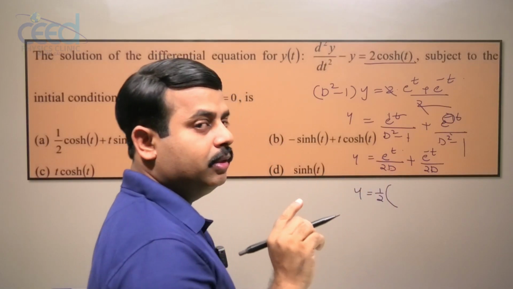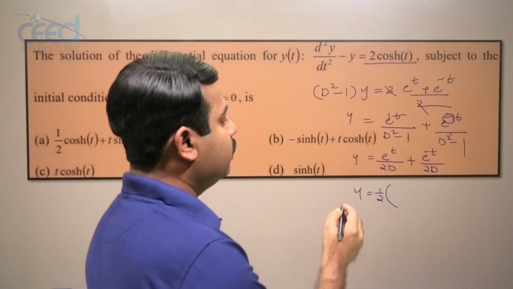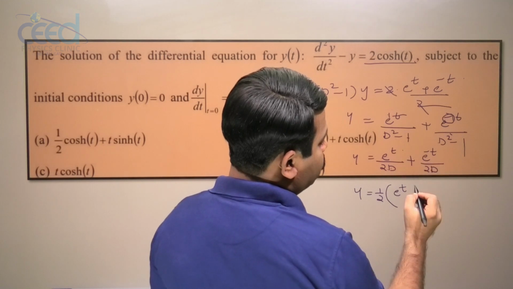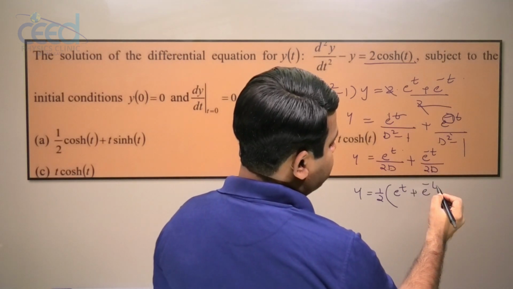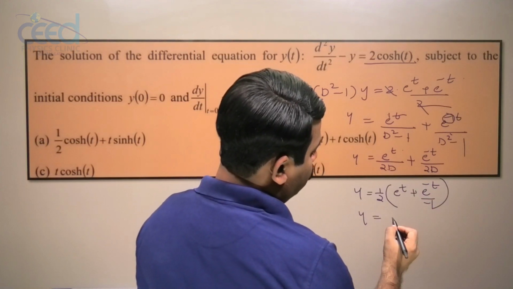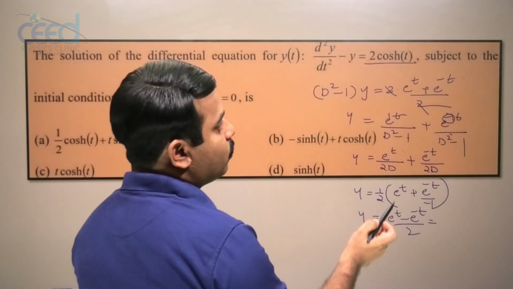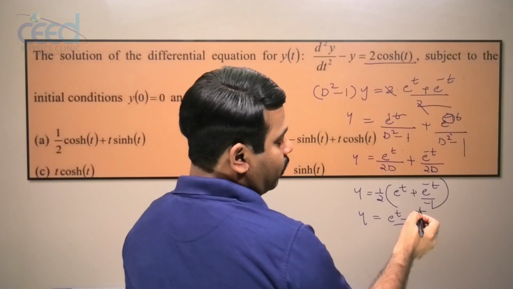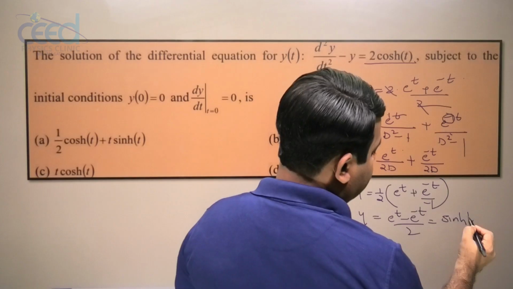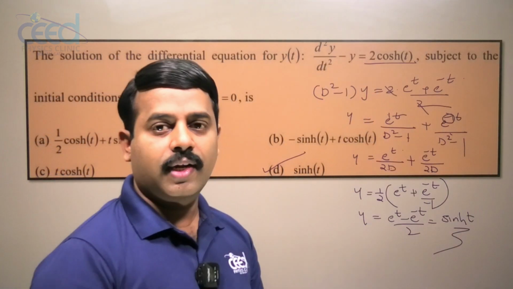1 by D means D raised to minus 1, that is integral, right? Then what is the integral of e raised to t? e raised to t. What is the integral of e raised to minus t? That is e raised to minus t divided by minus 1. That is y is equal to e raised to t minus e raised to minus t divided by 2. This is what? e raised to t plus e raised to minus t by 2 is cosh t. This is sinh t, right? Sinh t. Then which is the option? Option D is correct, right?